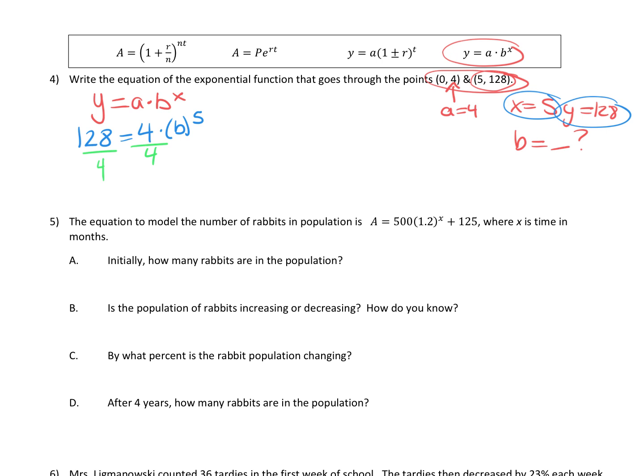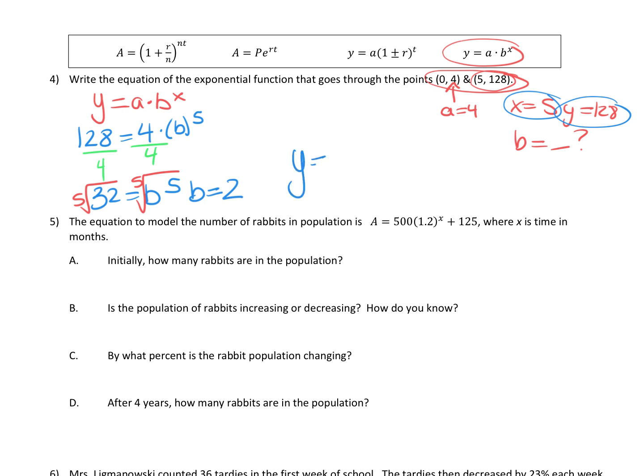So 128 divided by 4 is 32. So 32 is equal to B to the 5th power. To get rid of a 5th power, I take the 5th root. So my B is going to equal 2.